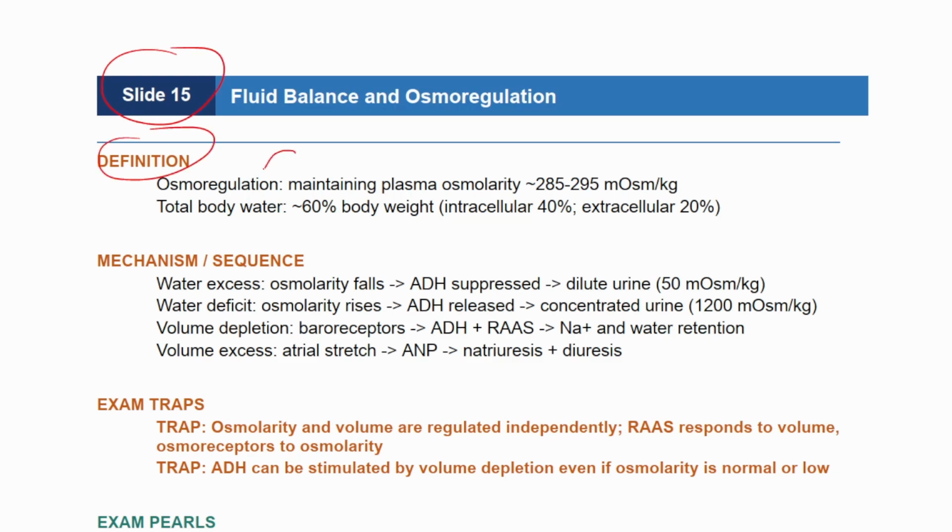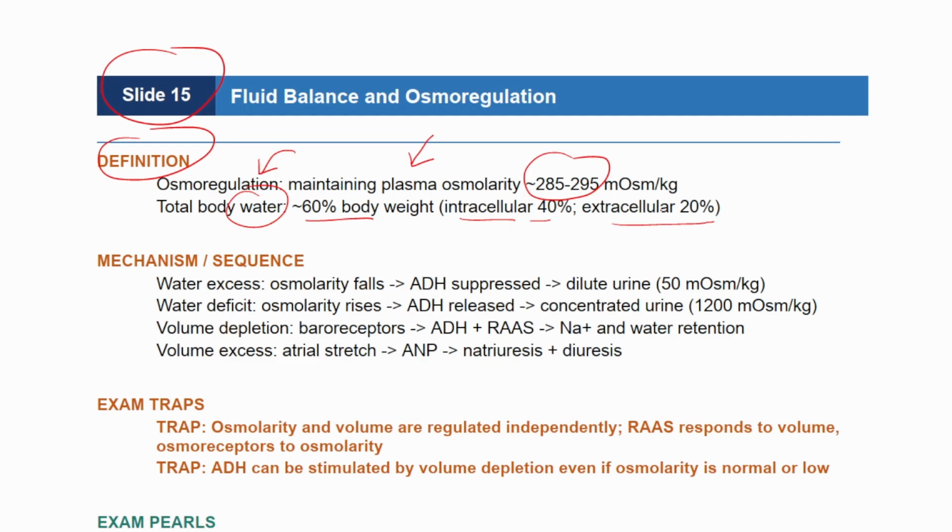First, osmoregulation is defined as the process of maintaining plasma osmolarity within a tight homeostatic range of approximately 285 to 295 milliosmoles per kilogram. Directly linked to this balance is total body water, which accounts for roughly 60% of total body weight, further divided into an intracellular fluid compartment of 40% and an extracellular fluid compartment making up the remaining 20%.